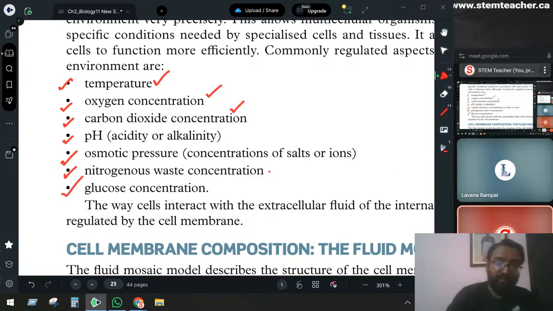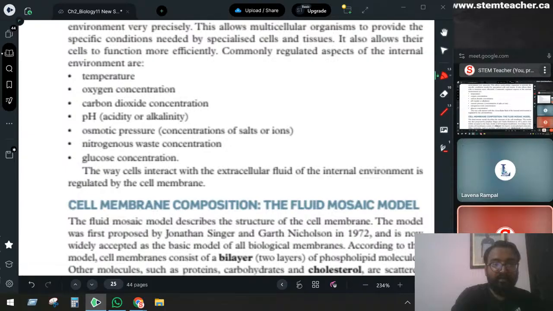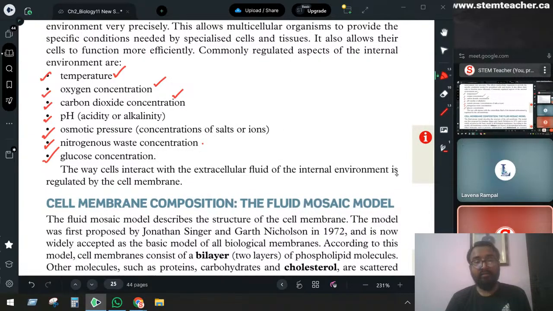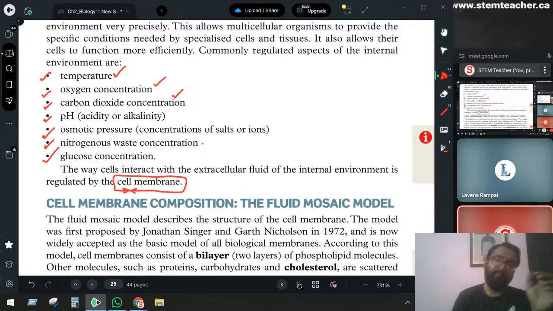The way cells interact with the extracellular fluids of the internal environment is regulated by the cell membrane. So everything is the role of the cell membrane. It will be controlled by the cell membrane as a strong barrier. See, our body has a proper membrane, a proper skin system. It's totally different; we are studying the cell only. I'm giving a general example.